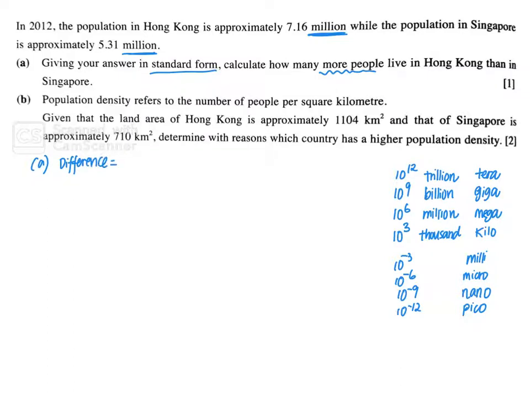We'll need to take, Hong Kong has 7.16 million. But what does million stand for in terms of standard form? Million stands for 10 to the power of 6. So this is 10 to the power of 6. And similarly for Singapore, this one will also be 10 to the power of 6. So to answer my question, I will have 7.16 times 10 to the power of 6. This portion represents the million. To subtract 5.31 million, so it will be 10 to the power of 6 again. And we shall leave this to our calculator.